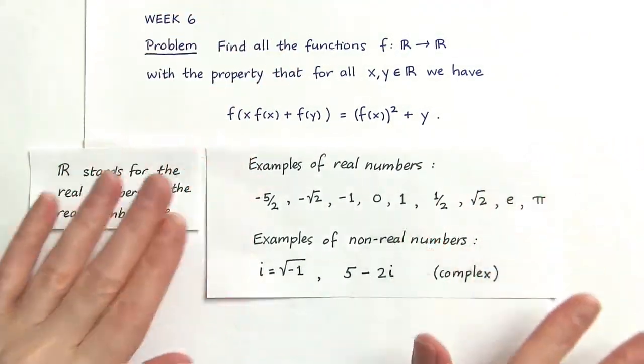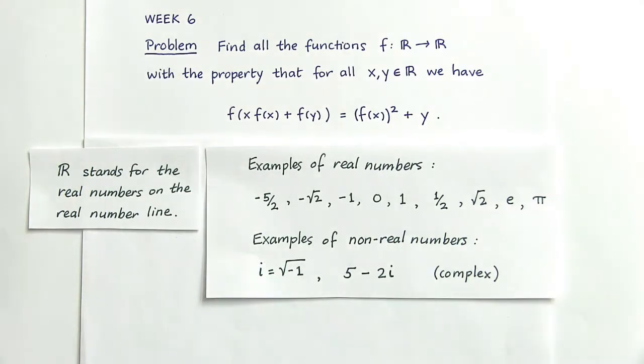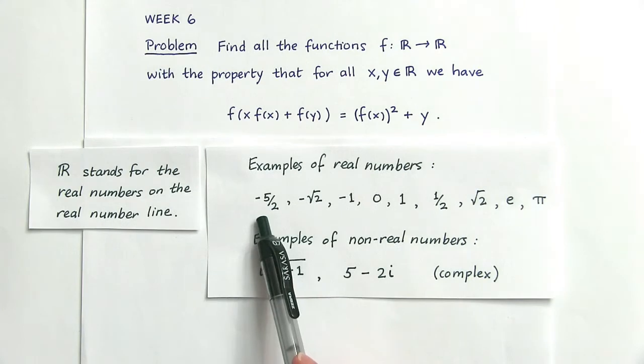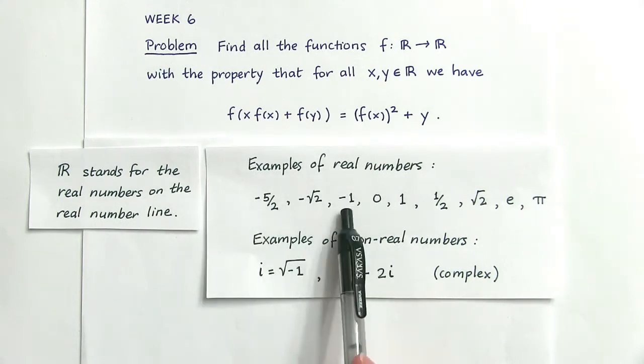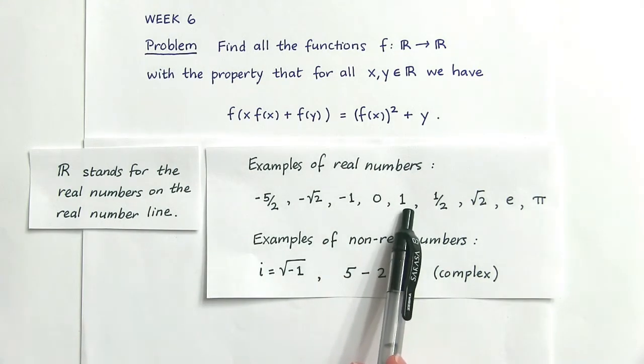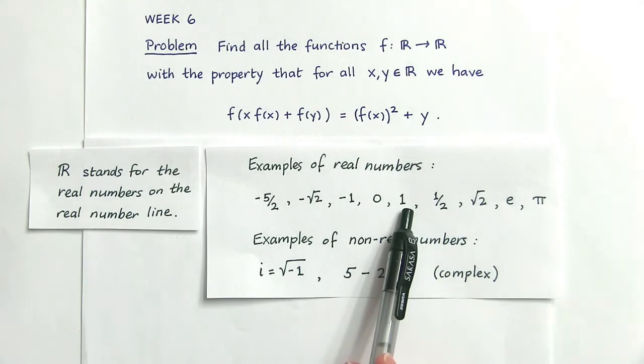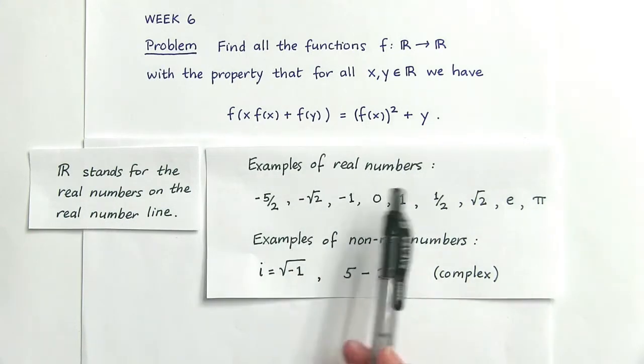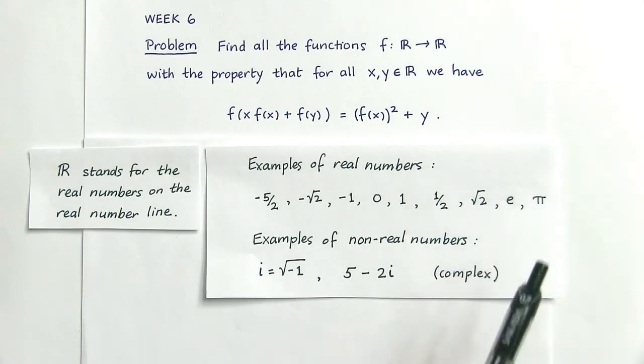Here are some examples of real numbers. Real numbers can be ratios like 1/2 or -5/2. They can be integers like -1, 0, 1, 2, 10, -5, etc. They can be irrational numbers like the -square root of 2 or e or pi.